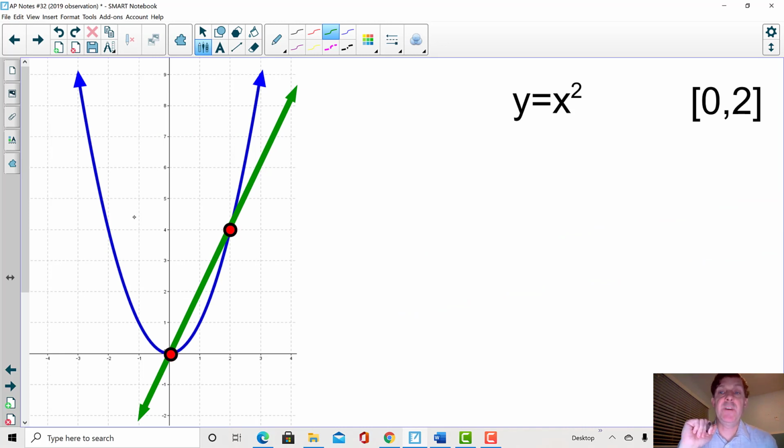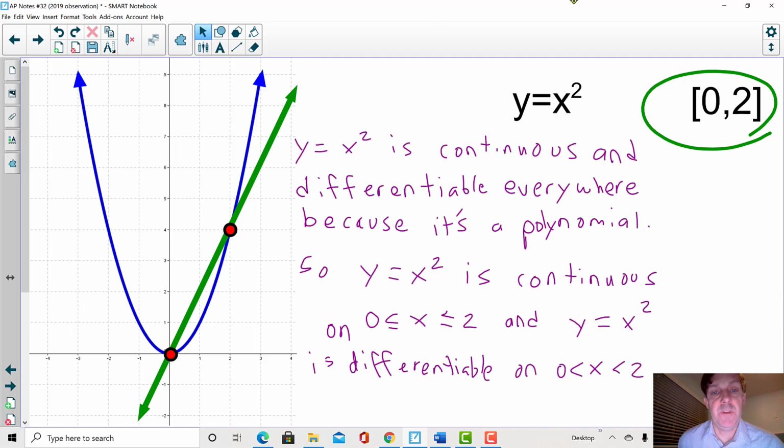Okay, we're going to go ahead and do this example. We know that x squared is a polynomial, so it's going to be continuous and differentiable everywhere. So that means it's continuous and differentiable from x equals 0 to x equals 2. We want to start by writing that out. We're going to say that y equals x squared is continuous and differentiable everywhere because it's a polynomial. So that means that y equals x squared is going to be continuous on our closed interval from 0 to 2. It's going to be differentiable on the open interval from 0 to 2.